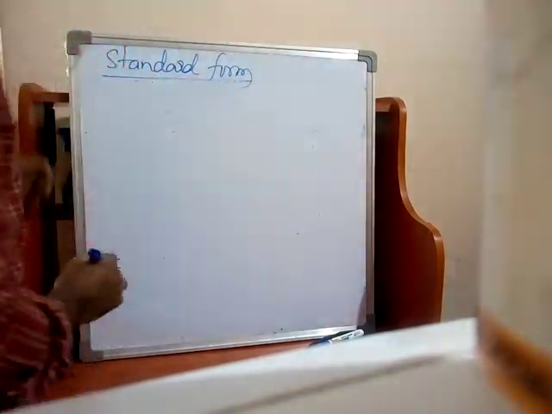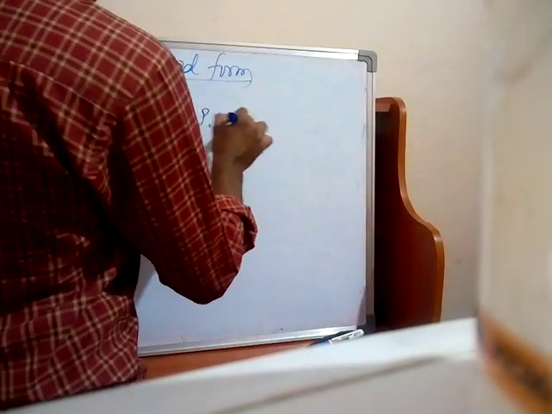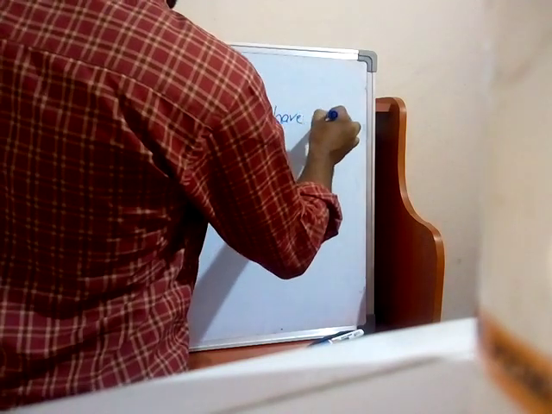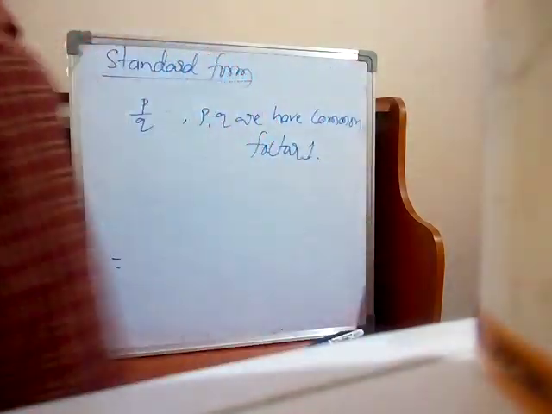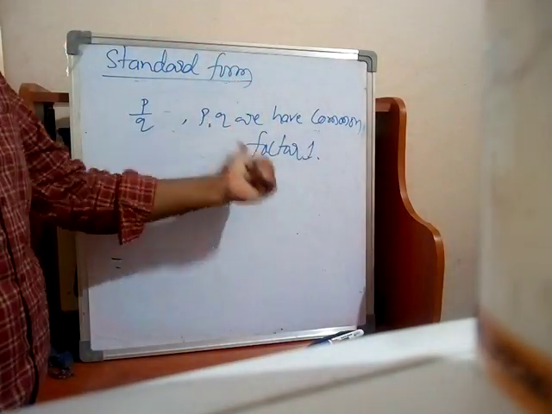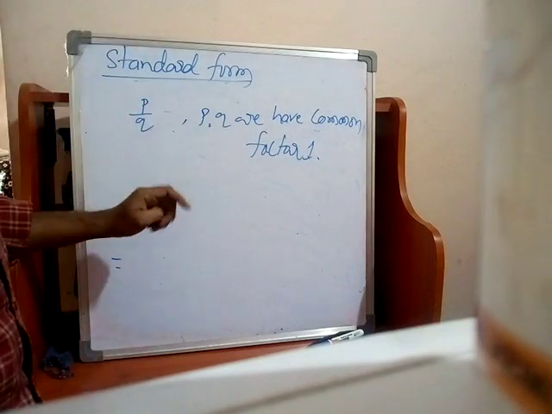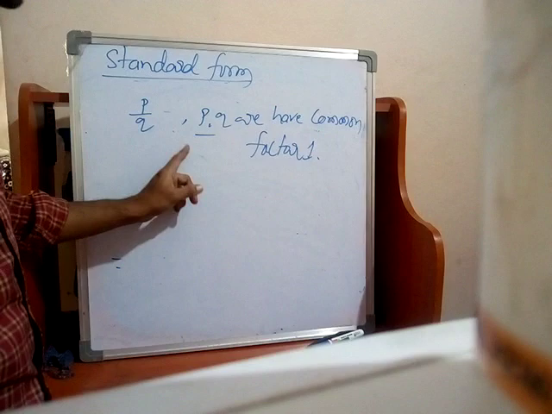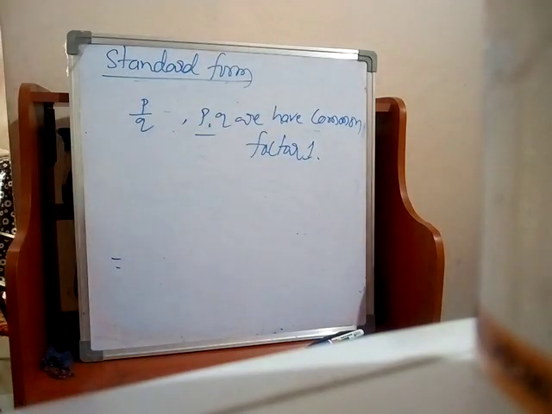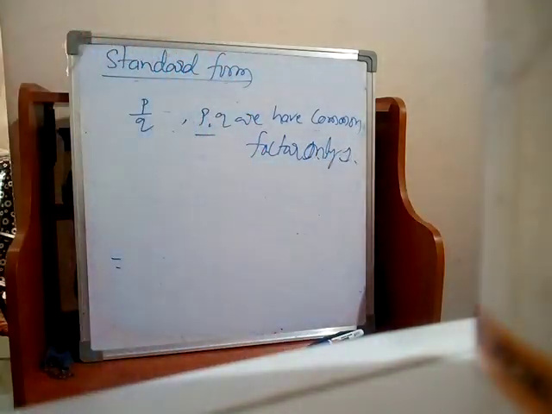of a rational number. A rational number p by q is said to be in standard form if p and q have common factor 1, only 1 as the common factor of p and q. Then the rational number p by q is said to be in standard form. What is the standard form? A rational number p by q is said to be in standard form if p and q, means numerator and denominator, have common factor only 1. Okay, so that is standard form.